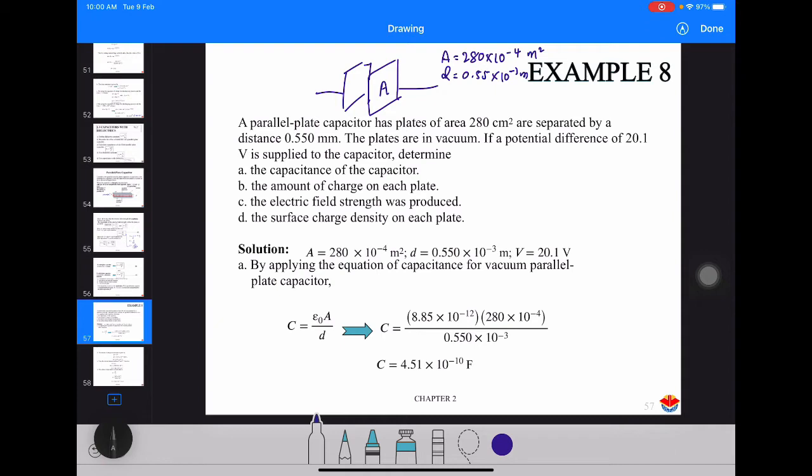The plates are in vacuum, so we can use epsilon naught, the epsilon naught equation. If a potential difference of 20.1 V is supplied to the capacitor, determine the capacitance of the capacitor. Okay, that one is easy, straightforward. You can use the formula. This one comes from formula number 2 just now.